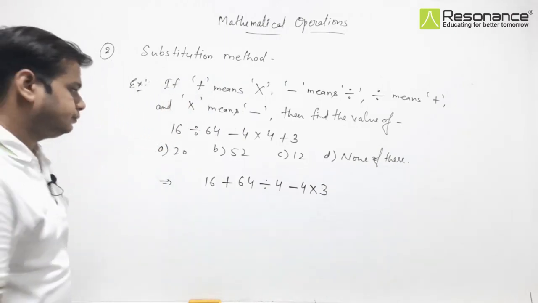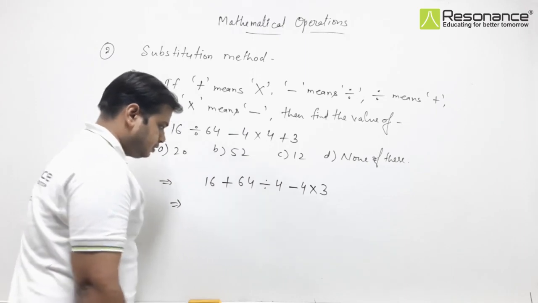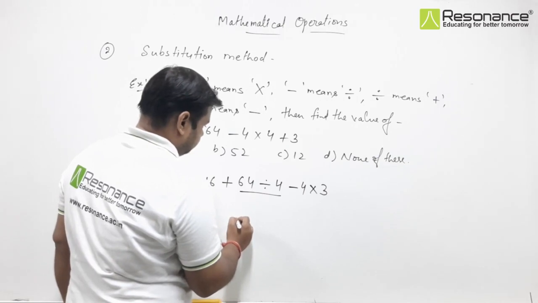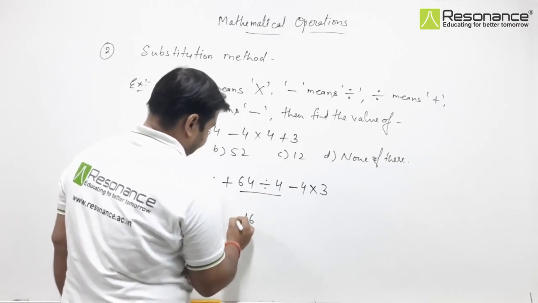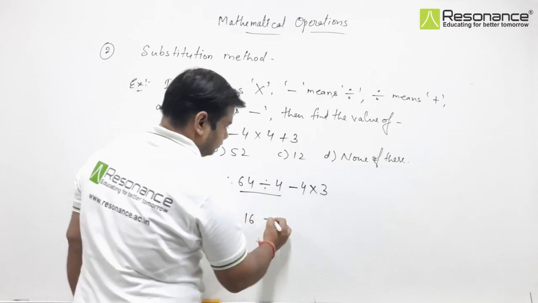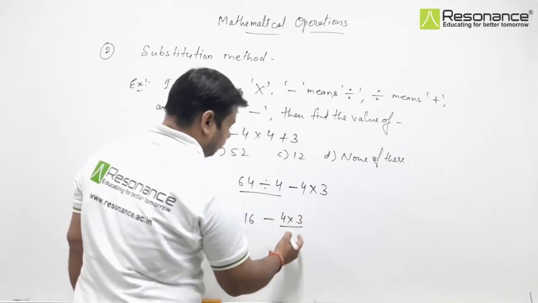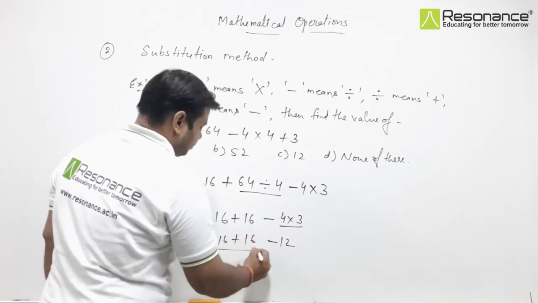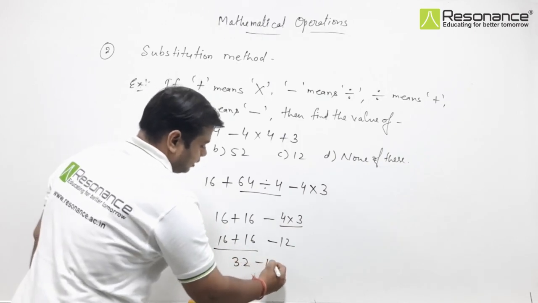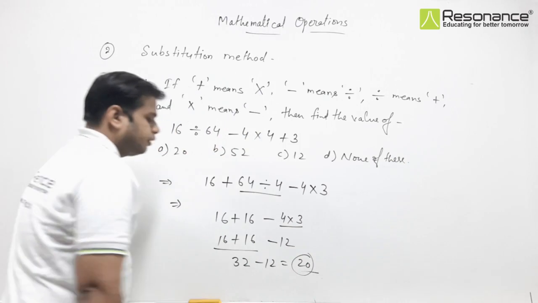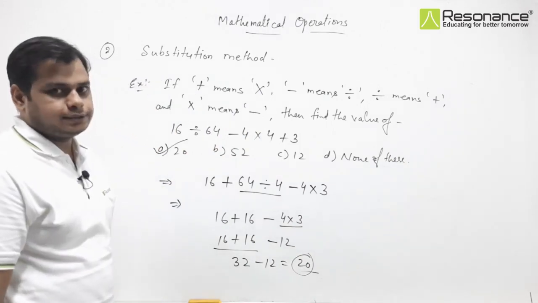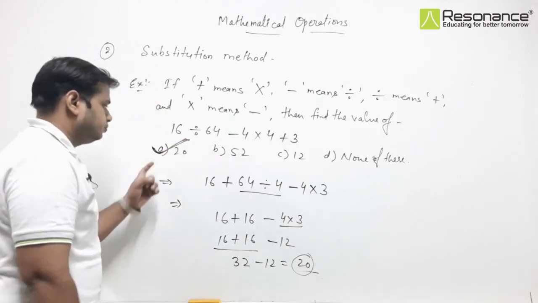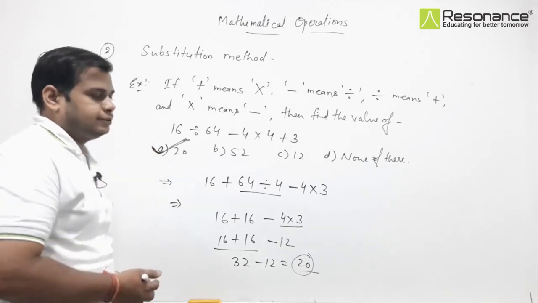So we have done. Now let's solve this. 64 divided by 4 is 16. Minus 4 into 3. 4 multiplied by 3 gives us 12. 16 plus 16 will give us 32. Minus 12 will equal 20. 20 is the correct answer. So 20, option A is the correct answer.